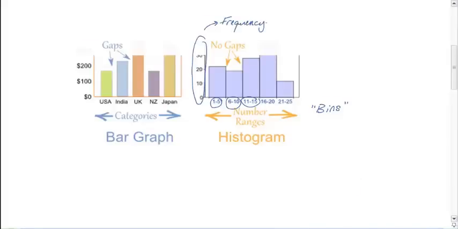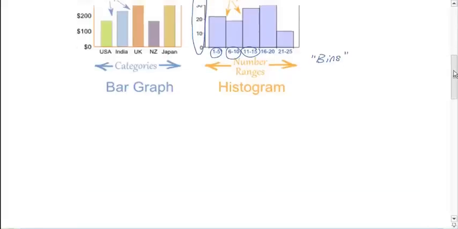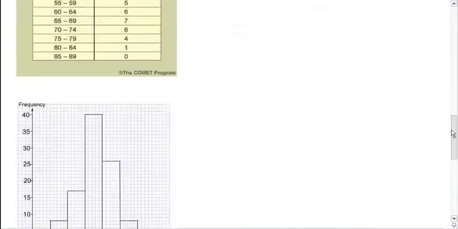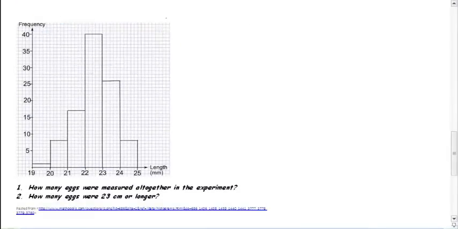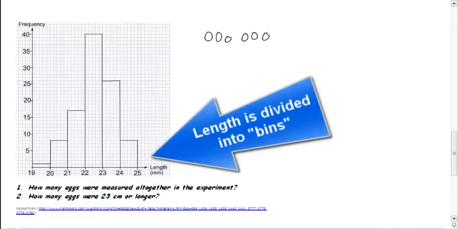So let me show you an example of a histogram. So here's a histogram. And this histogram, it's missing a title. If it were properly done, it would have a title. But it's about the size of eggs in an experiment. So the experimenter took a whole bunch of eggs. Maybe they had a chicken coop or something. And they measured the size of all the eggs. Right? And then they grouped them into different categories.